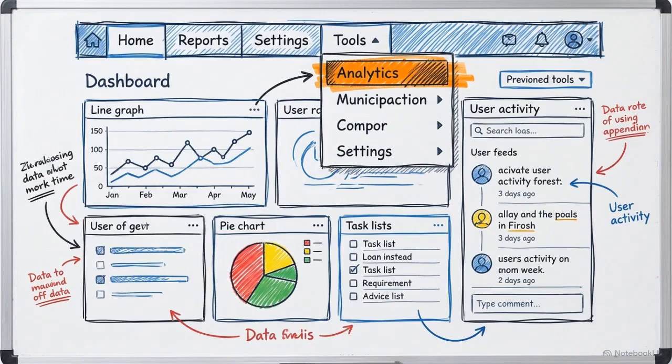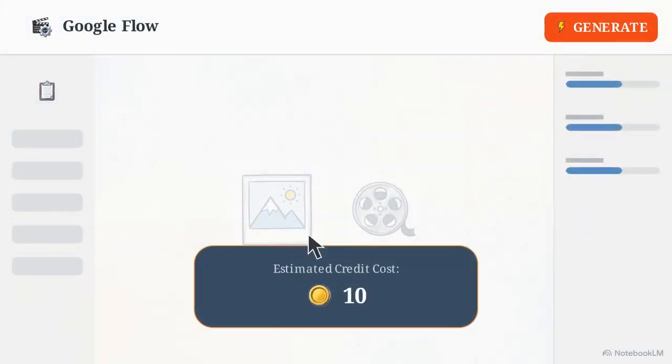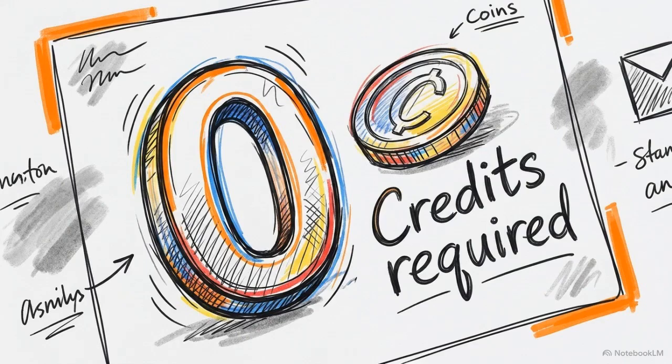Step 1 is setting up your project. Open the menu and select Image Mode. Set your aspect ratio to 9:16, choose the Nano Banana 2 model, and type a simple prompt like a cat. Before you initiate the generation, check the credit estimator at the bottom of your screen. Right now, this initial test image costs 0 credits.